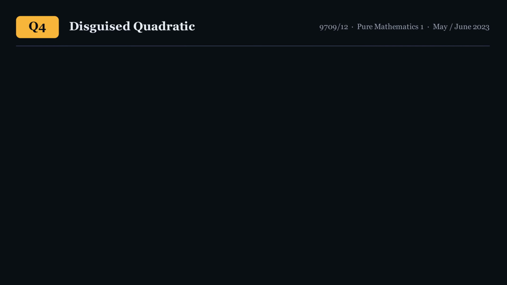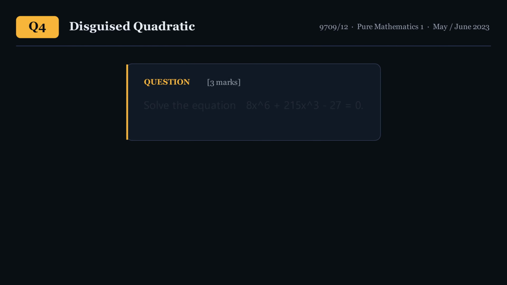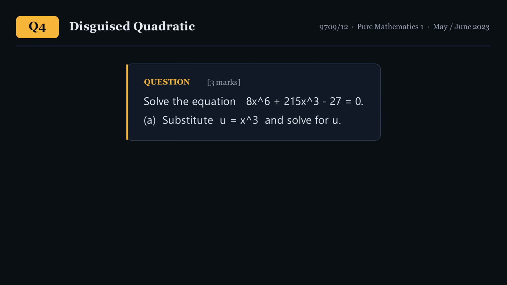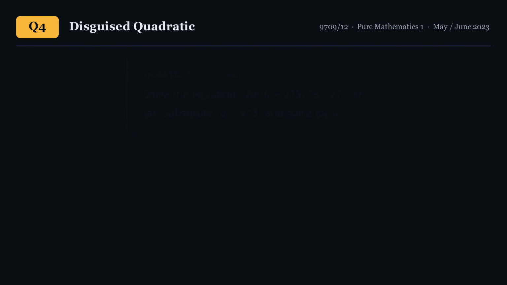Question 4. Disguised quadratic. Pure Mathematics 1, May-June 2023. Solve the equation 8x to the 6 plus 215x cubed minus 27 equals 0. Part A. Substitute u equals x cubed and solve for u. Now let's work through the solution step by step.